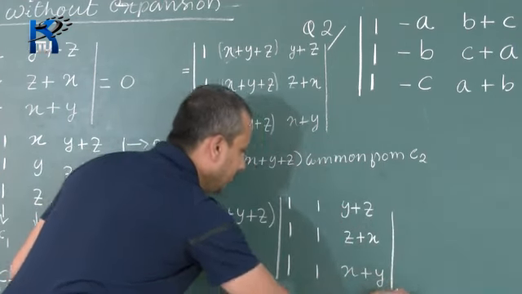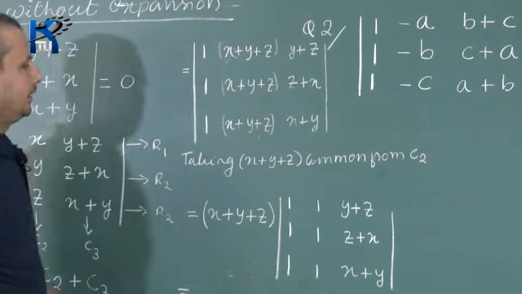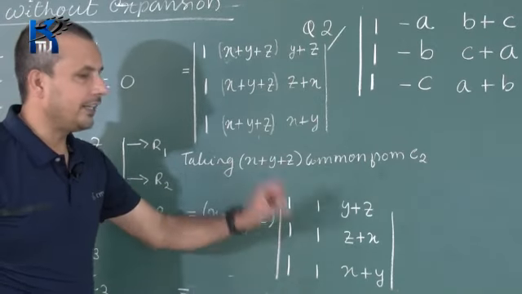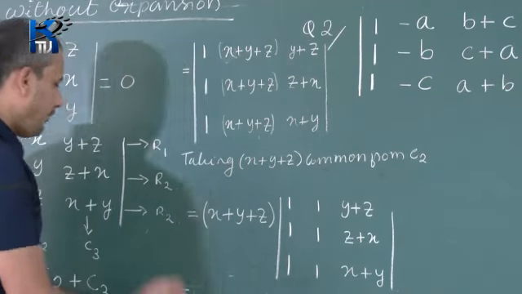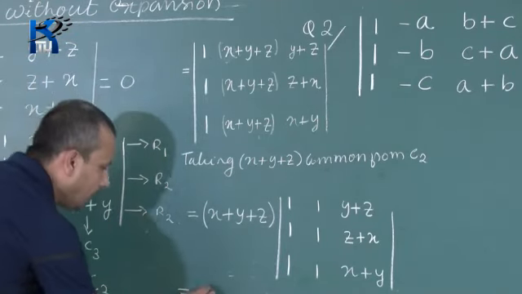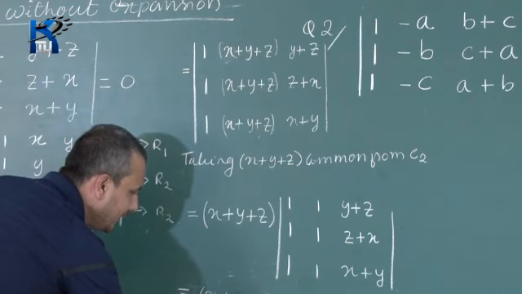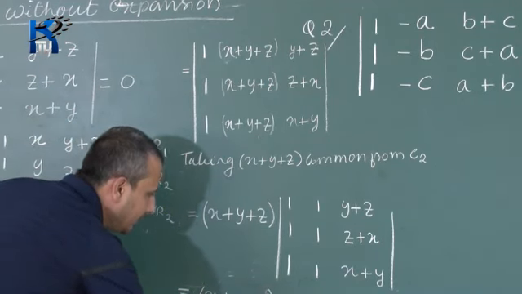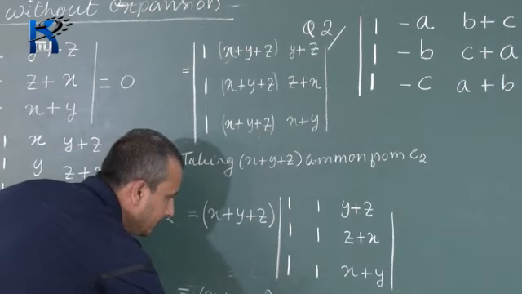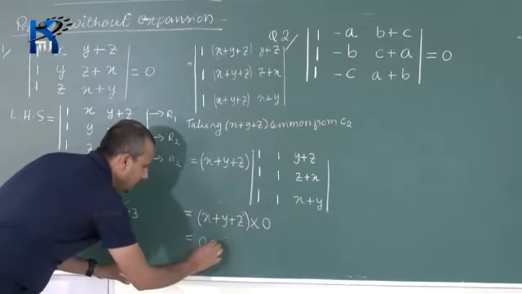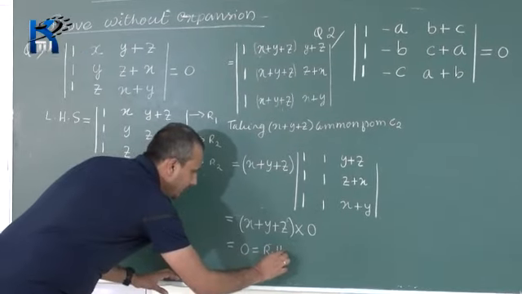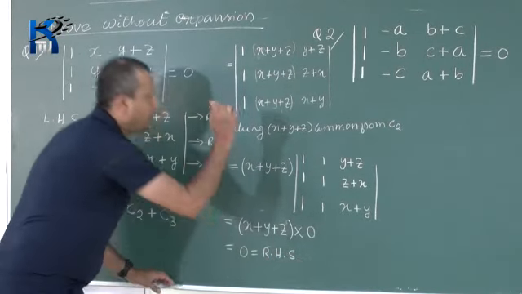Now, after taking the common factor, the first column and second column are the same. Same means these two columns are identical. If any two rows or any two columns of a given determinant are identical, the value of the determinant is equal to 0. This one will be 0. x plus y plus z into 0 is 0. This is equal to the right hand side.